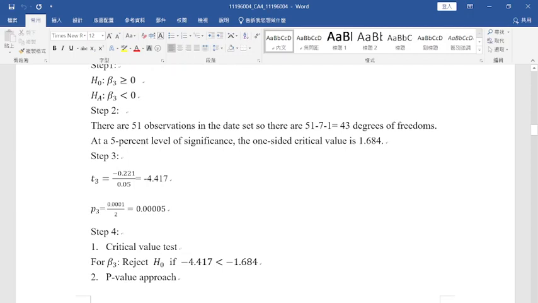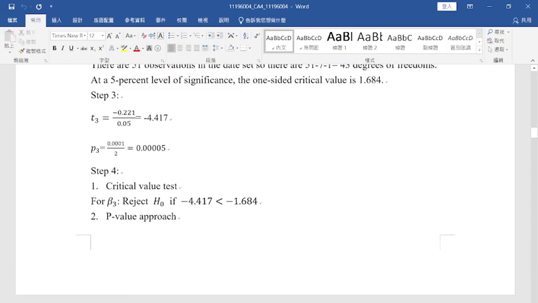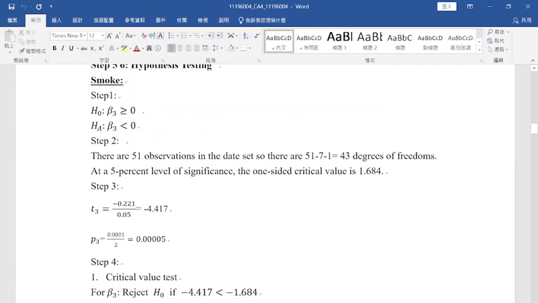How come you jump so fast to the smoke? I think we started from median income. Oh, I did not write it in the order that the textbook shows. Okay. So the smoke, we hypothesize it is smaller than 0.